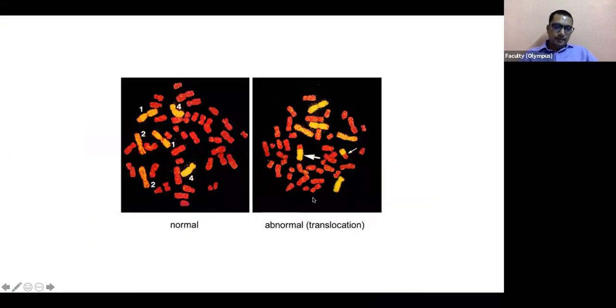So this is the normal chromosome types. Few chromosomes are orange, some are red. What do you see here in the abnormal translocation cases? If you notice the arrow marks, you see the mixture of red and yellow colors. What are they indicating? They're indicating the translocation process.